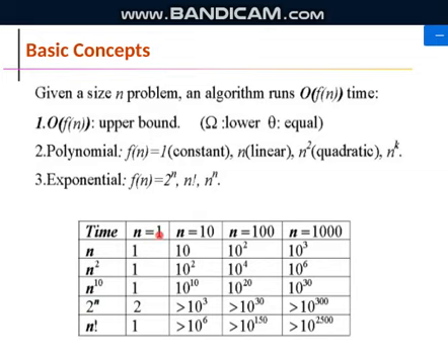So if n value is 1, this is what you get. If n is equal to 10, this is what you get. If n is equal to 100, this is what you get. If n is equal to 1000, this is what you get. See, for all polynomial functions you can see what the value is, but for exponential it is very difficult, so it is very large values, isn't it?